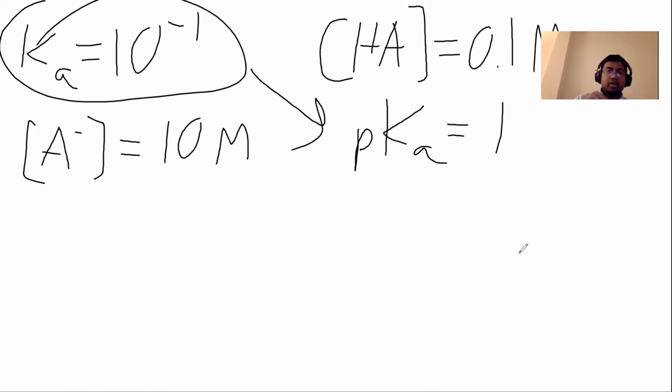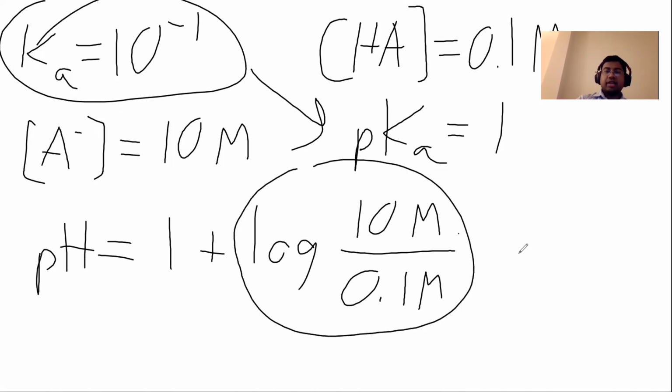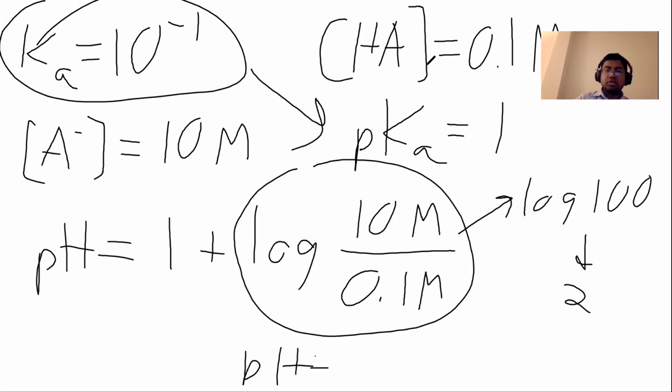Okay, now we put in our Henderson-Hasselbalch equation. pH equals pKa plus log of 10 molar over 0.1 molar. This is equal to log of 100, which is equal to 2. Therefore, our answer is pH equals 1 plus 2, which is equal to 3.